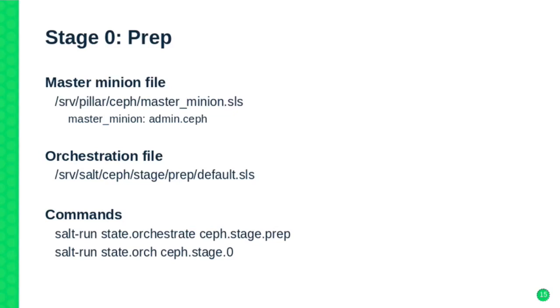So at the very bottom there, you see the 2 commands. Those are technically the same command. And in fact, we got into a bit of a debate about which was better, numeric or descriptive, so we did both. If you actually say salt run state.orchestrate ceph.stage.prep, it runs stage 0. I happen to like to be lazy and use the abbreviation state.orch and type ceph.stage.0 because that way if you're going through this process a lot, you're only changing 1 character. So feel free to use either.